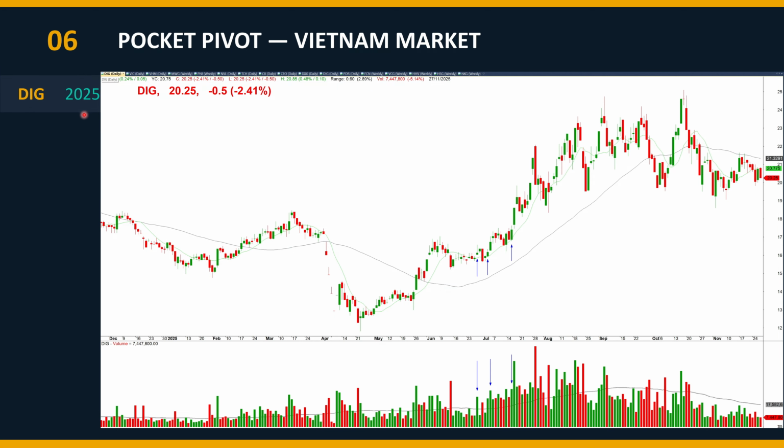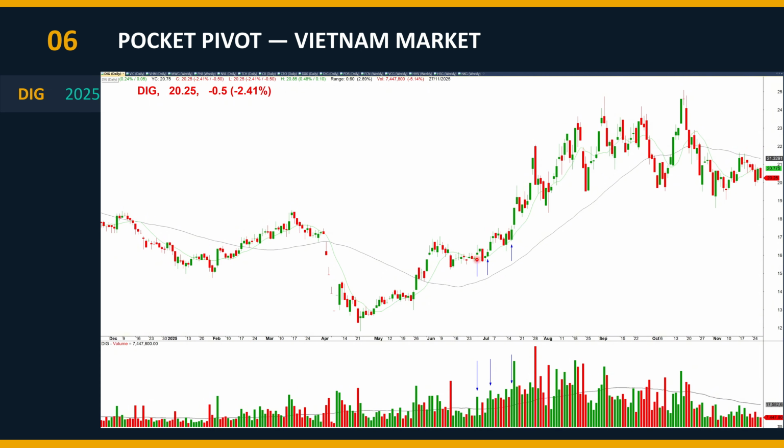DIG 2025. DIG fell sharply in early April 2025 during the Trump tariff Black Swan event. After bottoming in mid-April, DIG recovered and formed a cup with handle pattern. Volume in the handle portion was very constructive, declining steadily during accumulation, then exploded on the pocket pivot day.